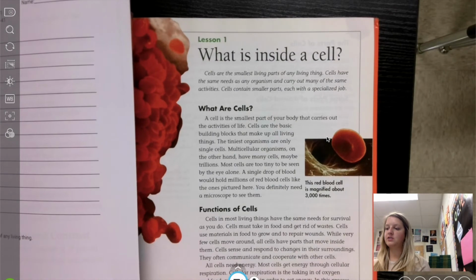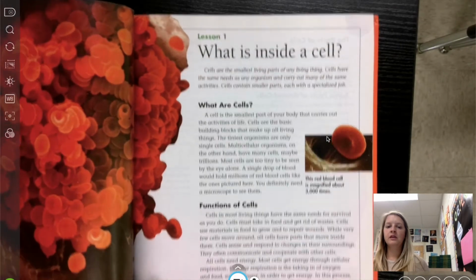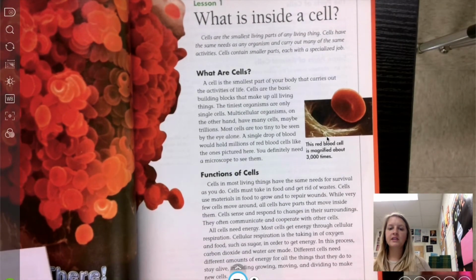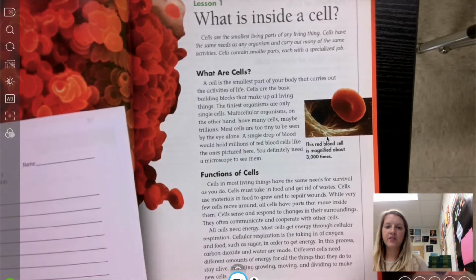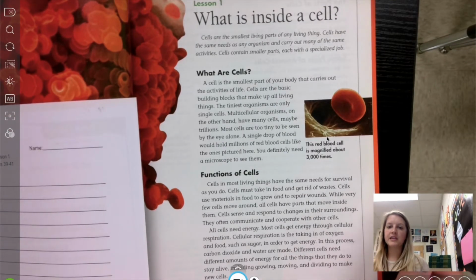And I'm going to keep reading functions of cells. Cells in most living things have the same needs for survival as you do. Cells must take in food and get rid of waste. Cells use materials and food to grow and to repair wounds. While very few cells move around, all cells have parts that move inside them. Cells sense and respond to changes in their surroundings. They often communicate and cooperate with other cells.